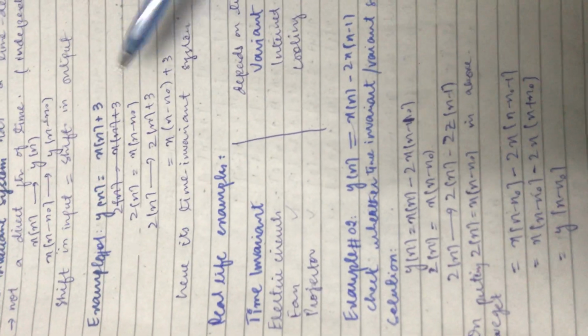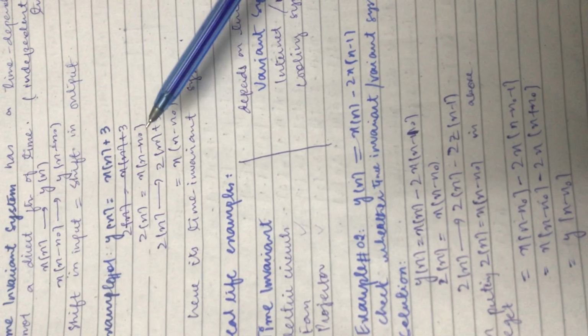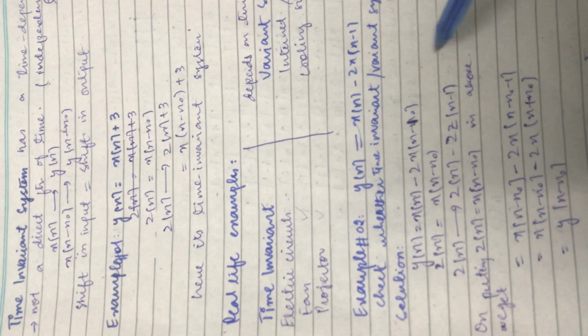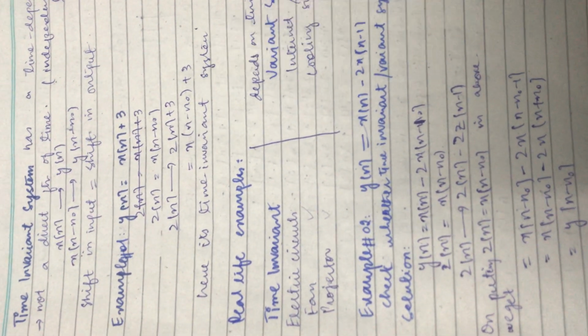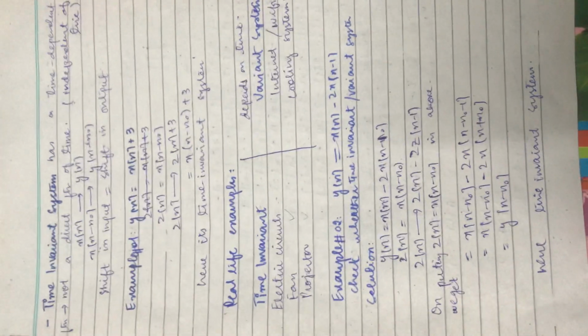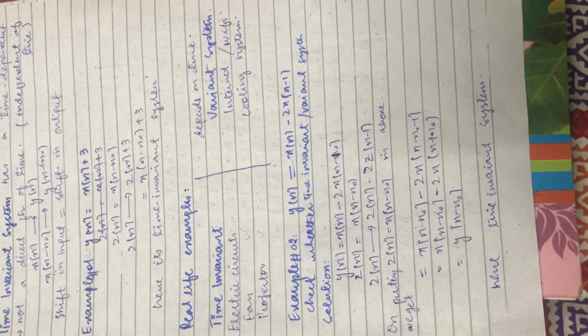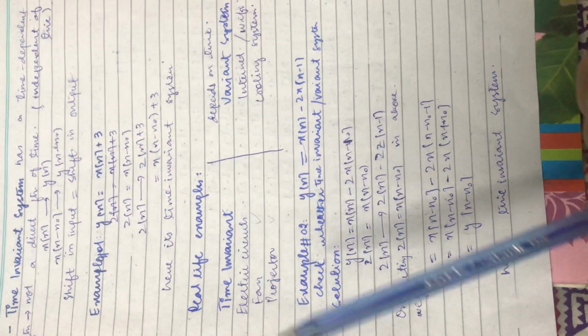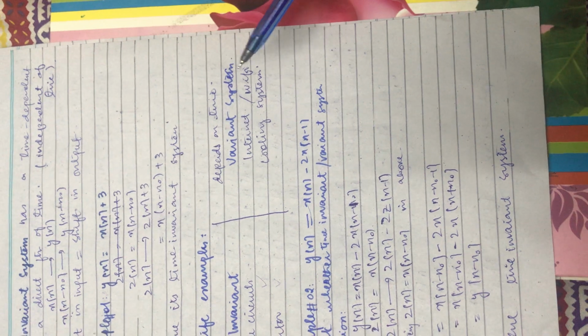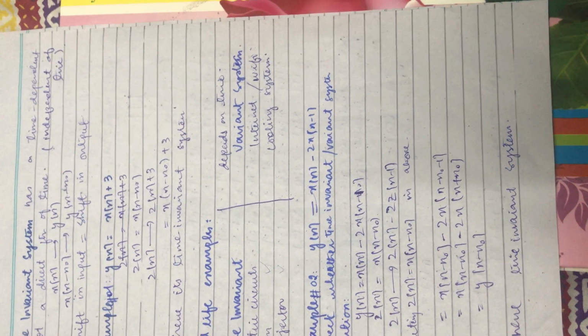Here we have an example. We have applied n minus n naught on the input side and it has given the same result, so it is a time invariant system. The real life examples for time invariant and variant systems: electric circuits, fan, and projector for the time invariant, and for variant systems we have internet or Wi-Fi or cooling system.